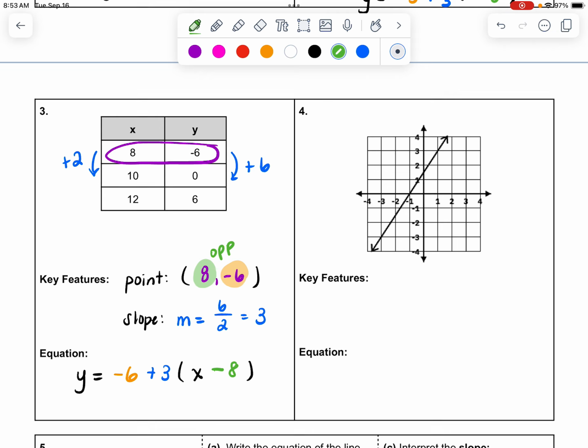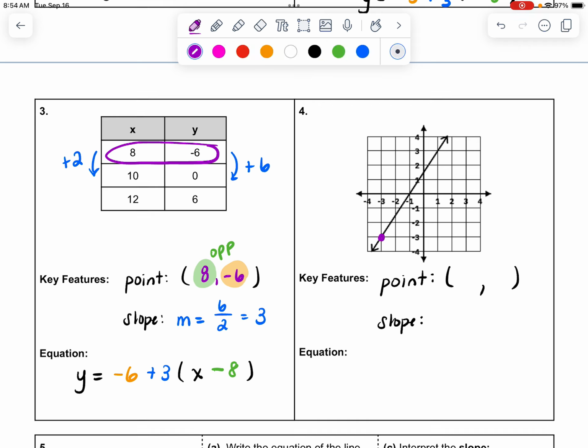For problem number 4, again, we need to find the key features. So we're going to need a point and we're going to need a slope. This graph is a great example of the reason we need this style of equation. If you look at the y-intercept here, it is not a nice number. It would be somewhere in between 1 and 2, and we are not allowed to estimate that number. So we would really just be guessing. Instead, we have to choose a different starting point.